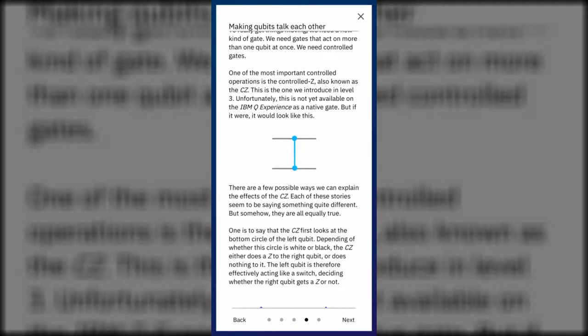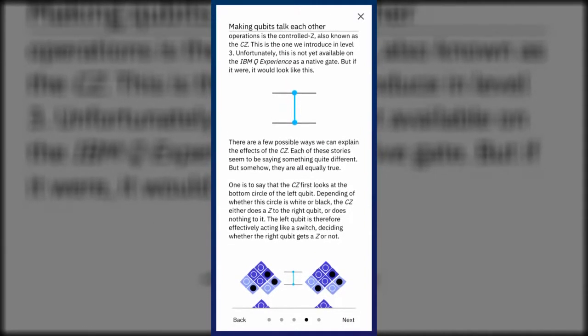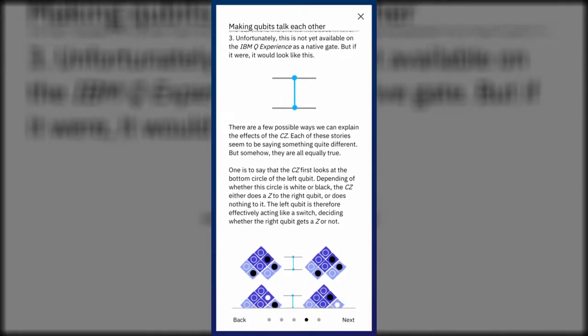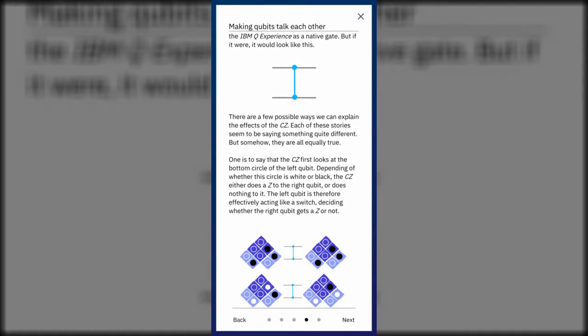Unfortunately, this is not yet available on the IBM Q Experience as a native gate, but if it were, it would look like this. Really? I thought that was the symbol for swap. So there are a few possible ways we can explain the effects of the CZ.